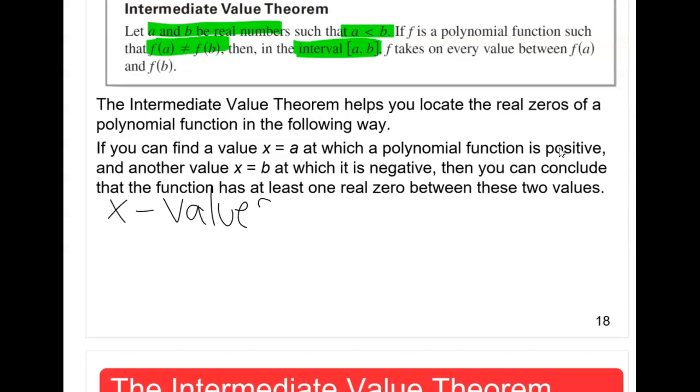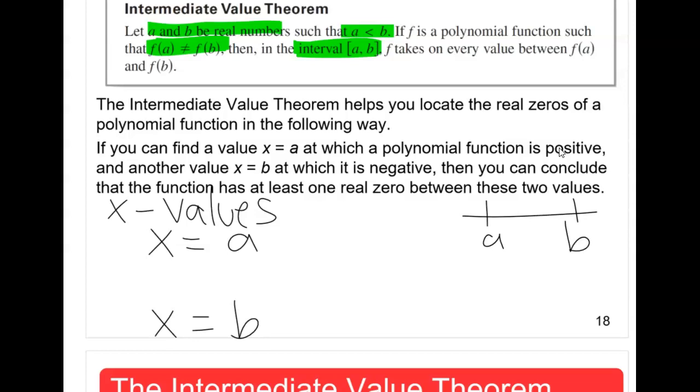X values. So we have x equals a and x equals b. On a number line, A is here, b is here, because we're saying that a is less than b, correct?